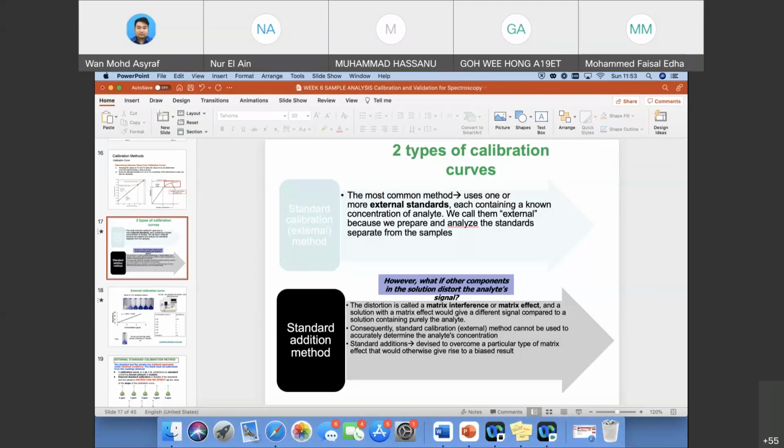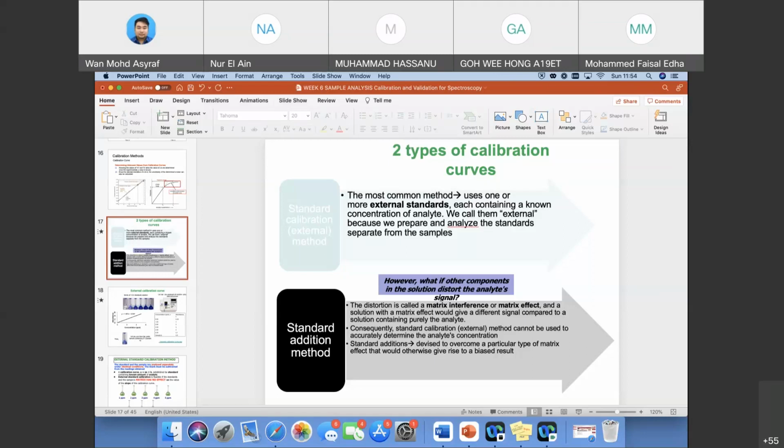So this is the common method that we have been using in terms of creating a calibration curve. It uses one or more external standards containing a known concentration of analyte. We call them external because we prepare and analyze the standards separately from the samples. So basically the standard or the calibration curve is independent of your sample. So we create the calibration curve.